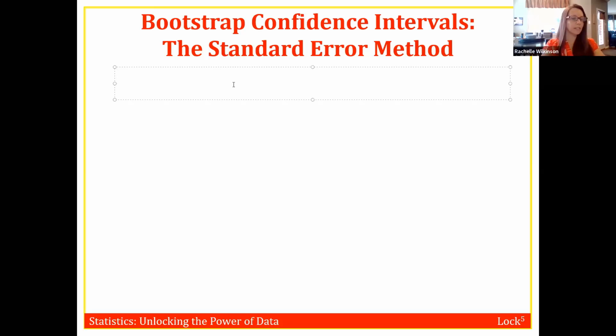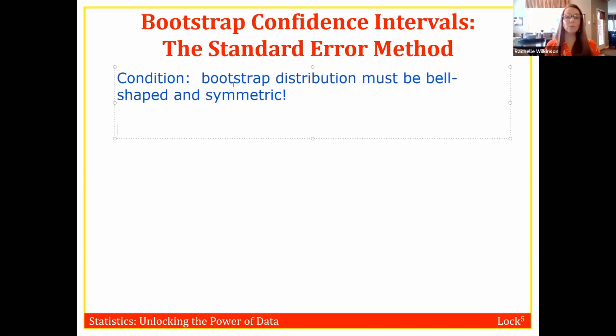Before we write down the steps though, there's one condition to using this method, and that is that the bootstrap distribution has to be bell-shaped symmetric in order for this to work out. So our condition is that the bootstrap distribution must be bell-shaped symmetric. All right, so if our bootstrap distribution is bell-shaped symmetric, then this is how we're going to construct a confidence interval using this standard error method. The first thing that we would do is take a real sample from our real population. So I'm going to say take a random sample from the population.